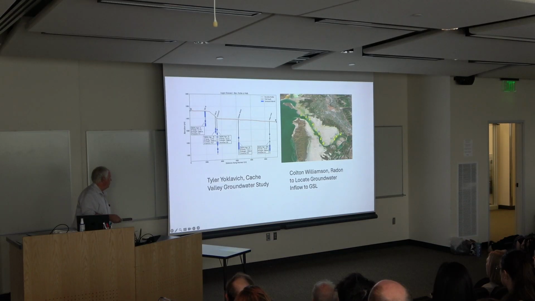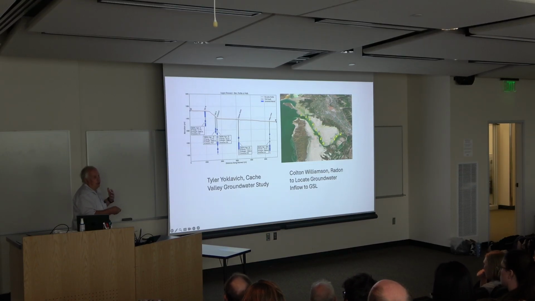And then finally, a couple of ongoing projects. Tyler Yoklevich is using some of these techniques up in Cache Valley. He's looking at groundwater ages. They start in the mountain or mountain front and go from 6, 20, 30, 60 years. We're going to try to use those to constrain numerical models for the sustainability of groundwater use in Cache Valley. And then Colton Williamson is trying to use radon so that we can locate where some groundwater is discharging directly into the Great Salt Lake, and then hopefully quantify that. So I think that's all for me.